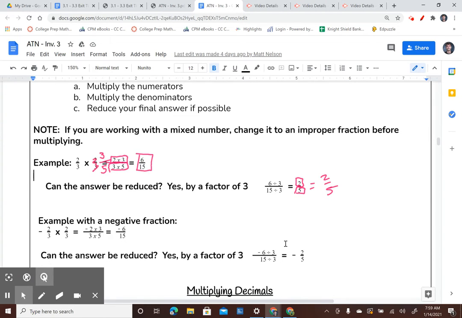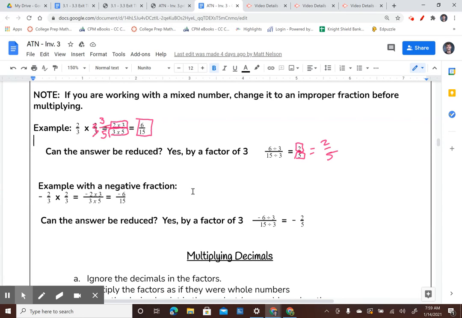Let's look at the next example here. Here again, there is a mistake on the packet, so change this from 2/3 here to 3 over 5. All right, now it says negative 2/3 multiplied by positive 3 over 5. And again, we do the same thing. Multiply our numerators, negative 2 times 3 to get negative 6. And then we can multiply our denominators, positive 3 times positive 5 to get positive 15.